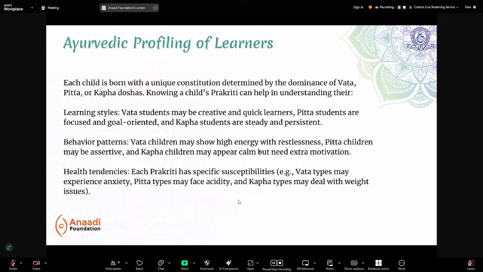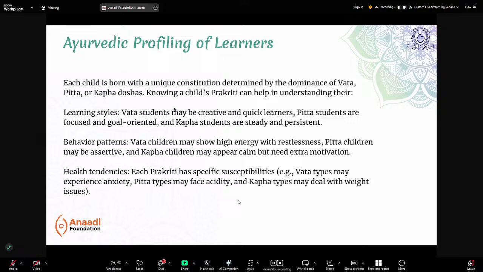Each child is born with a certain composition, a unique constitution determined by the dominance of Vata, Pitta, Kapha, or a combination of these. Knowing a child's Prakriti can help in understanding their learning styles. For example, Vata people could be very creative and quick learners. Pitta students could be very focused and goal oriented. Kapha students are very steady and persistent, very stable students.